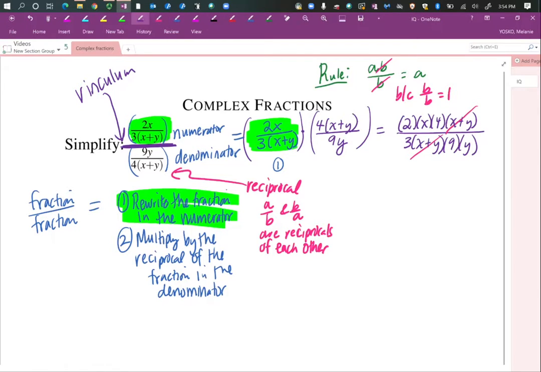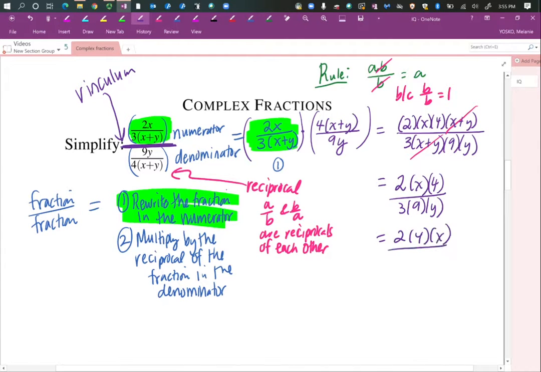So let's rewrite what we have. So we have 2 times x times 4. And we have 3 times 9 times y. Now we would never leave it like that. We want all the numbers to be together at the front. So we'd rewrite this as 2 times 4 times x over 3 times 9 times y. Well, what's 2 times 4? That's 8. So I have 8x over 3 times 9, 27y, and that's your answer.